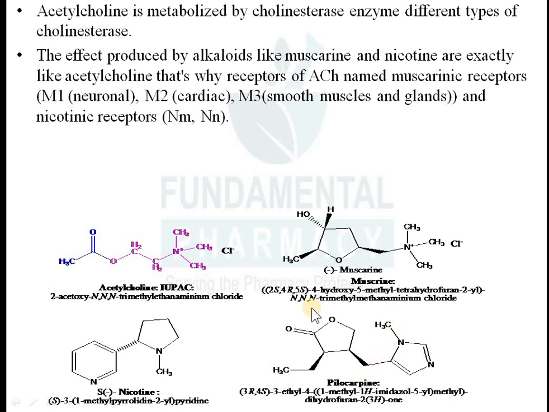Okay, so pilocarpine is also a cholinomimetic alkaloid. Pilocarpine is a cholinomimetic alkaloid and it also will interact with the receptor. It will also produce whatever actions are produced by acetylcholine. Okay, so just remember the structure.